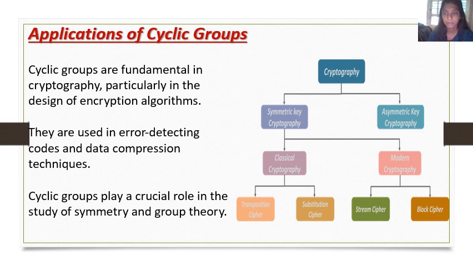So first is cryptography: symmetric cryptography and asymmetric cryptography. In symmetric cryptography, there are two types. First one is classic cryptography and modern cryptography. In classic, there are two types: first one is the transposition cipher and the substitution cipher. In modern, there are two types: first one is stream cryptography and the next one is block cryptography. So these are the applications of cyclic groups.